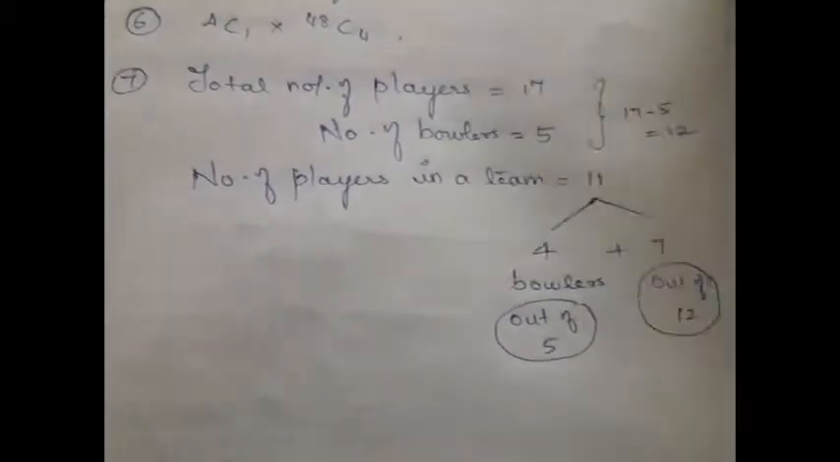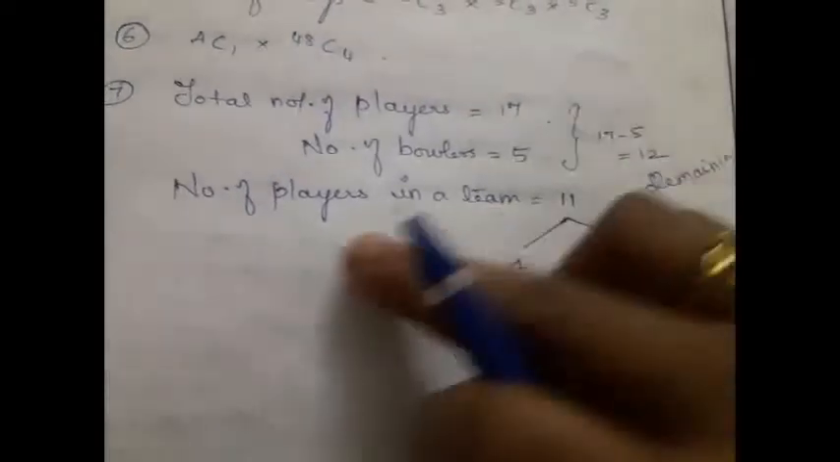See, this is what is given in the question. Total number of players is 17. Number of bowlers is 5. So what are the remaining players? 17 minus 5, 12. 12 is the remaining, right? Now we need to select a team of 11 members. Out of 11, 4 should be bowlers. It is given in the question. So 11 minus 4 is going to be 7. 7 is going to be the remaining players, right? So this 4 should be selected out of these 5 bowlers, and this 7 should be selected out of the remaining players, right? So how will you write this?